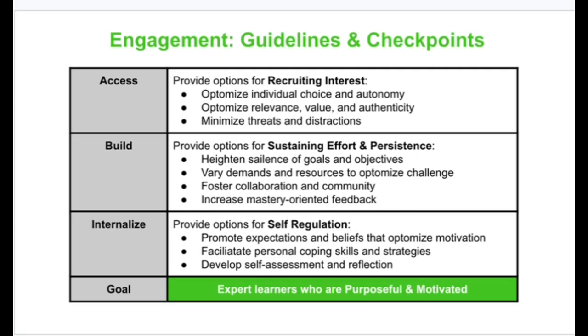Help students internalize the lesson by providing options for self-regulation. Promote expectations and beliefs that optimize motivation. Facilitate personal coping skills and strategies. And develop assessment and reflection. The why of learning goal is expert learners who are purposeful and motivated.